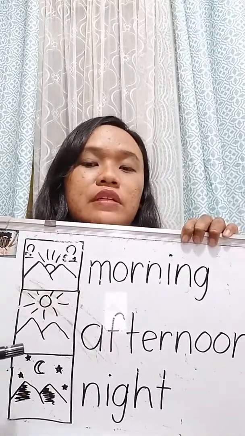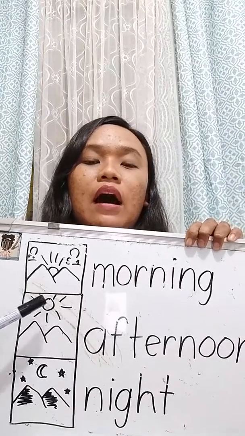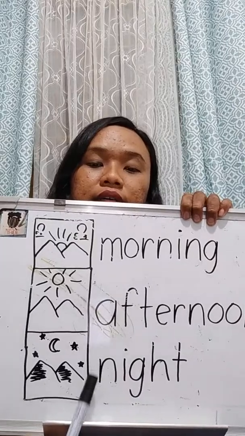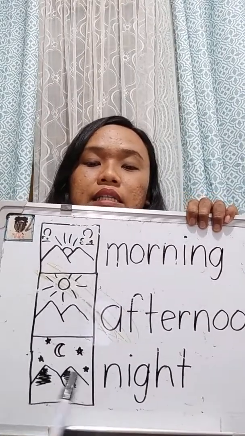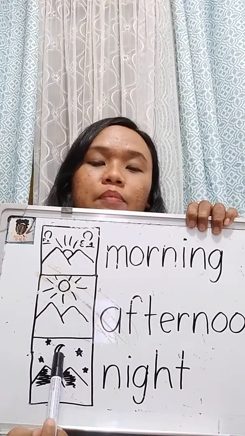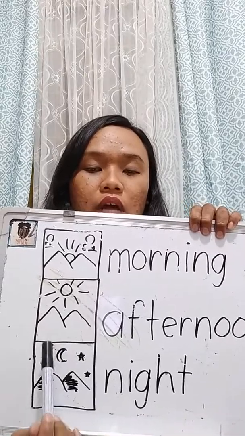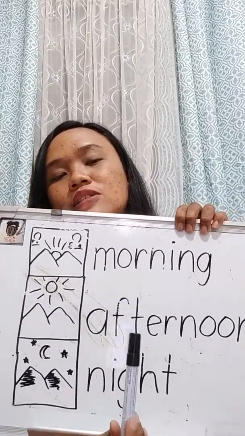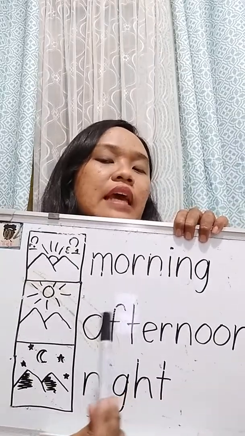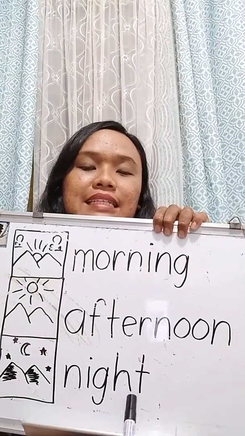Okay, so the next part of the day is afternoon. Afternoon. So afternoon is when the sun is high up in the sky and it is the hottest part of the day. And the last one is night. So during night, the place is already dark and it's the moon that's shining in the sky along with the stars. Okay, so that's night. So let's repeat after Teacher Meg. Say morning, say afternoon, and say night.